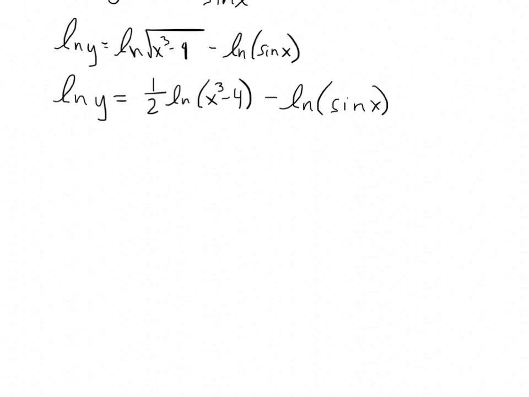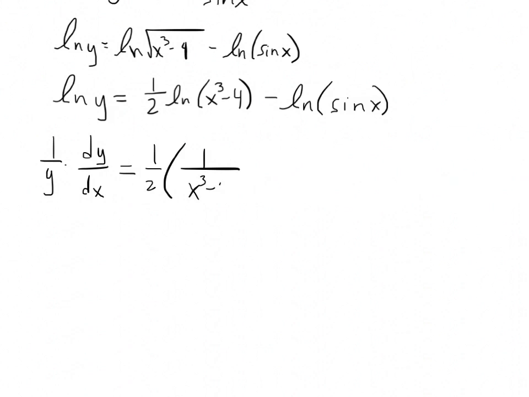So now finally for the derivative. 1 over y times dy dx equals 1/2 times 1 over x cubed minus 4, chain rule, times 3x squared, minus 1 over sine x, chain rule, times cosine x. Right? And yay, we took the derivative.